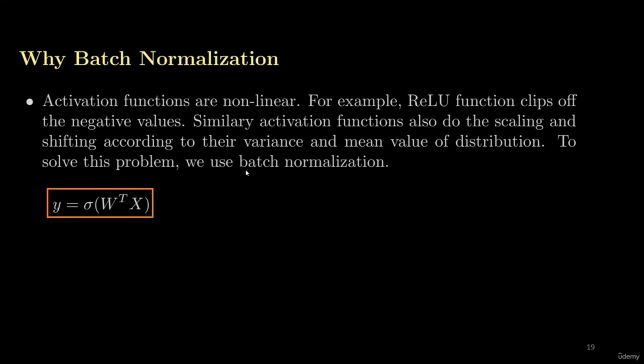To solve this problem, we do batch normalization. This is the equation which is responsible for the scaling of the data. During the data movement or traveling between the layers, we have a multiplication of a weight matrix and the feature matrix. This multiplication is the first reason for scaling the data. The other reason is that after the multiplication, we have the activation function after each layer. These activation functions are non-linear and they are also responsible for scaling of the data.